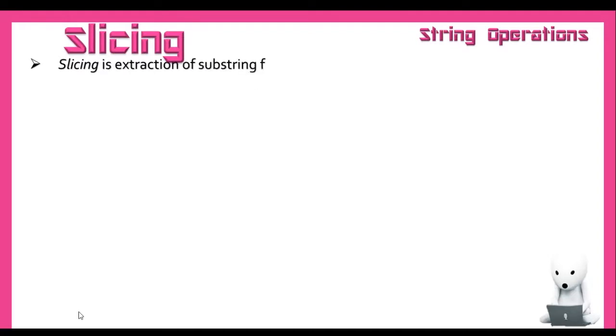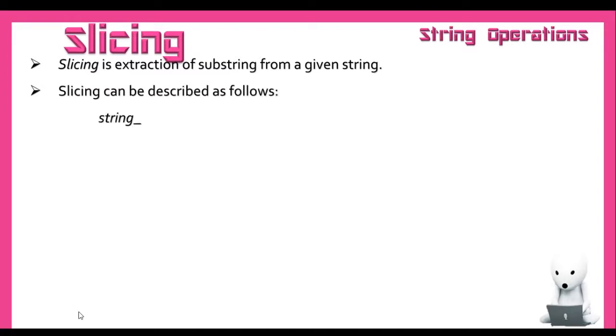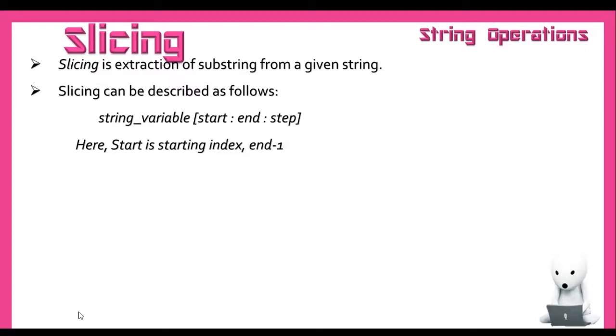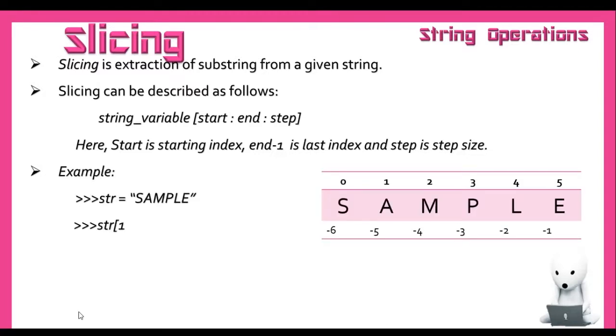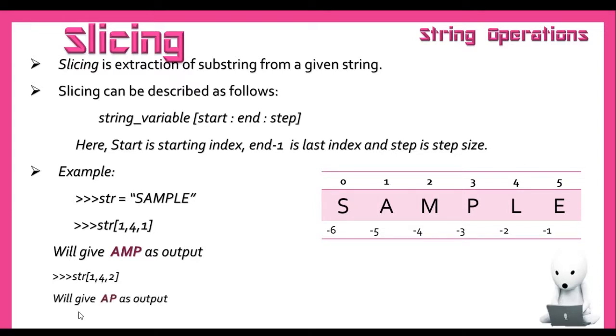String slicing. Slicing is extraction of a substring from a given string. Slicing can be described as follows: string variable, then start value, colon, end value, colon, step. Here, start is the starting index, end is end minus 1. Say for example, if we give 4, then the last index will be 3. Step is the step size, the number of characters to be skipped in between. Notice that the default value of step size is 1. So if we skip the step size, it will take the value 1 and slice the string accordingly.